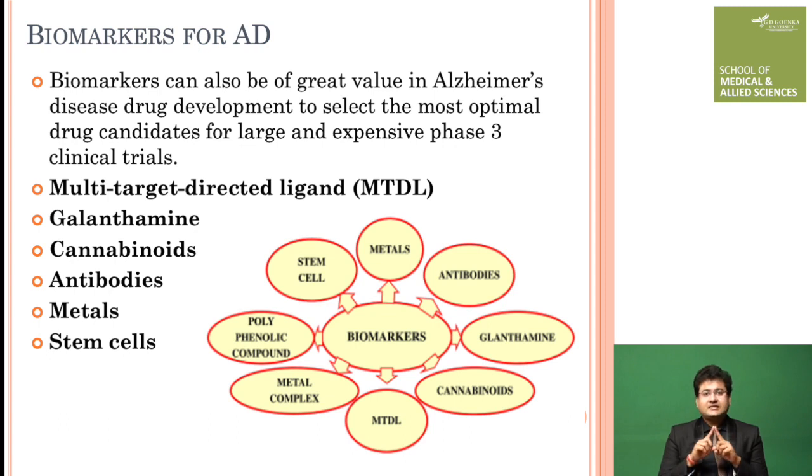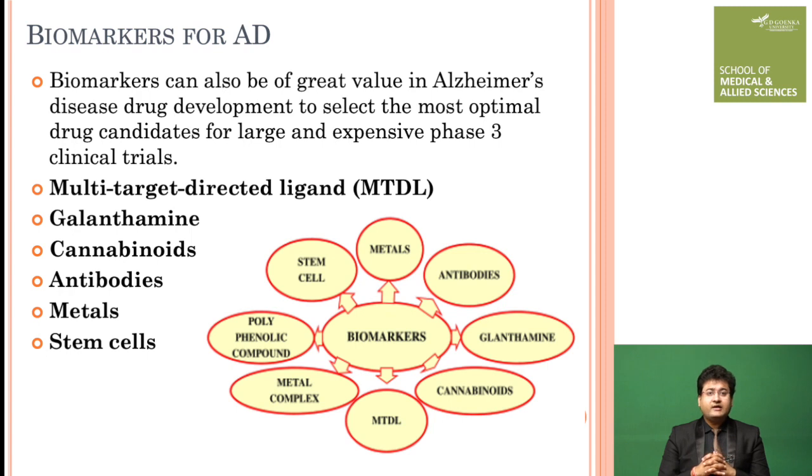Now you can see the several biomarkers to treat Alzheimer's in the mentioned picture. MTDL. What is MTDL? It is multi-targeted directed ligand, that is called MTDL. So MTDL is a promising method for the multifactorial etiology of the disease, to search for a new drug for Alzheimer's disease.